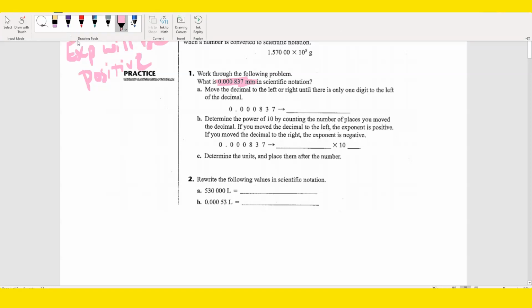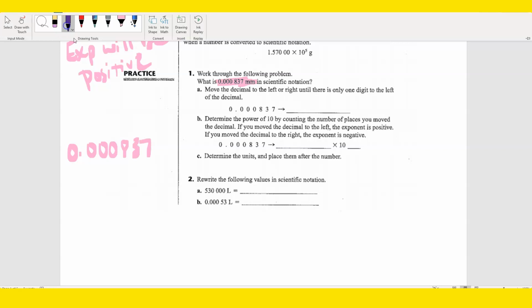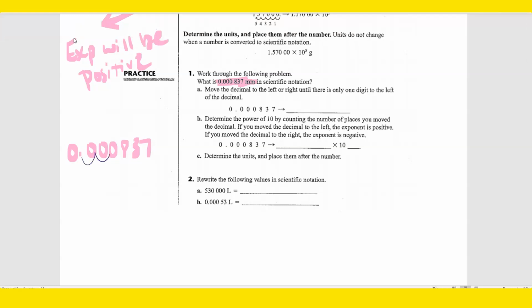Okay, so right here, you've got 0.000837. Now, remember, you're going to move your decimal between the first two numbers here. So let's see how many steps it takes. 1, 2, 3, and 4, right there. 8.37 times 10 to the negative fourth power. Because it took us 4 steps to get there, I wrote times 10 to the negative 4.